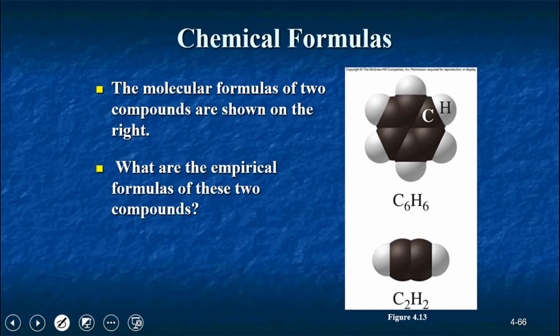However, if you were to simplify each one of these formulas to the smallest whole number ratios, what would be the empirical formula? Correct. Both of these compounds have a 1-to-1 ratio of carbon to hydrogen. So both of them, although they're different compounds, have the same empirical formula.